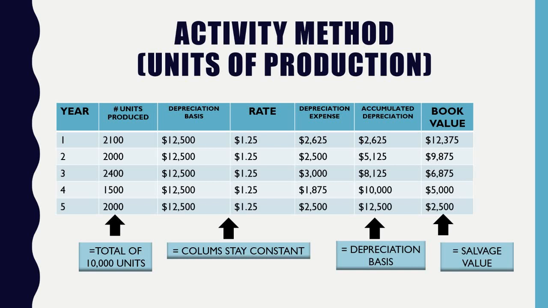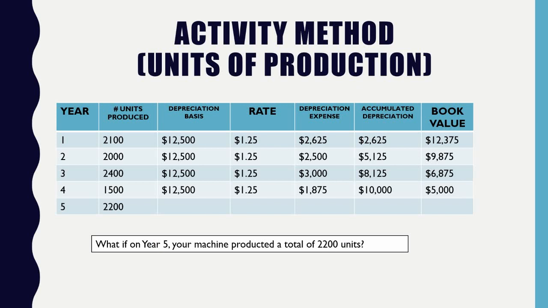Now let's say what happens if I decided that in year 5, I end up producing 2,200 items. Okay? So let's go ahead and solve for this. What's my depreciation basis and per unit rate? $125. Okay, 125. So what's my depreciation expense going to be?